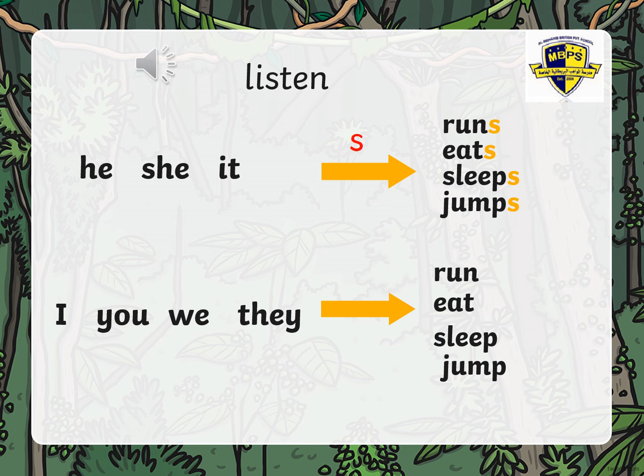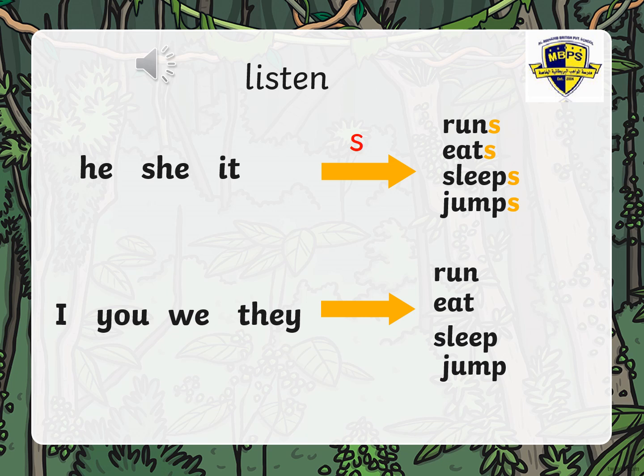So these 3 pronouns here, he, she, and it, when I bring a verb next to one of them, it has to have an S at the end. We must add an S to the end of the verb. He eats, she eats, it eats. He runs, he eats, he sleeps, he jumps. You see, I've used any of these pronouns and I must put an S with the verb. That's why I've put S on top of the arrow.